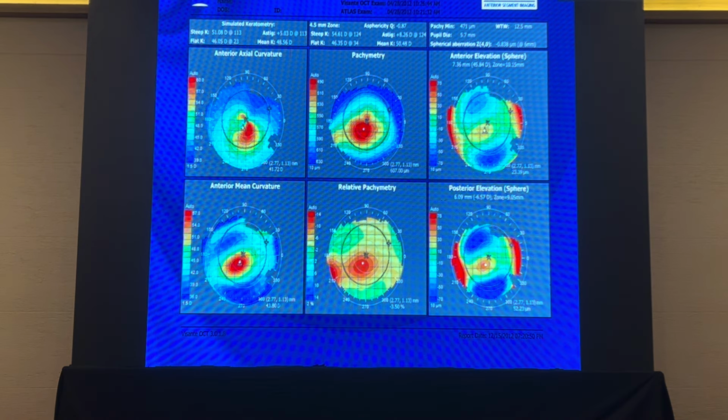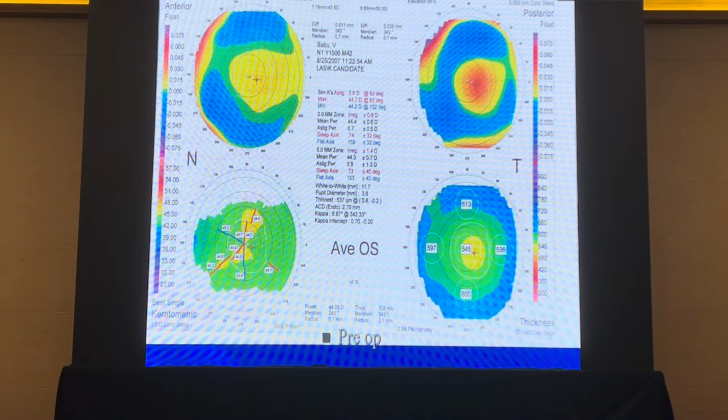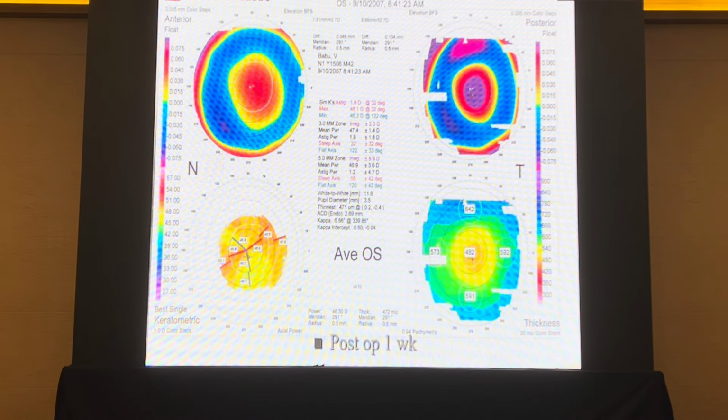There are other machines also available. This is one of the Visante OCT images, which I have been using for more than 12 years. So this gives similar information. Instead of the quad map, it has 6 maps. One minute more, okay. So this also gives anterior float as well as the posterior float along with the axial curvature maps. Something similar in ORBSCAN also.